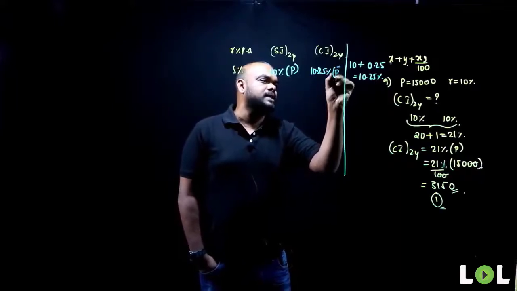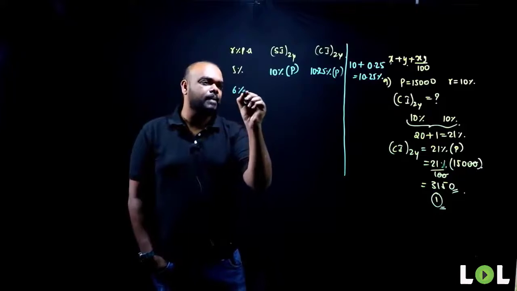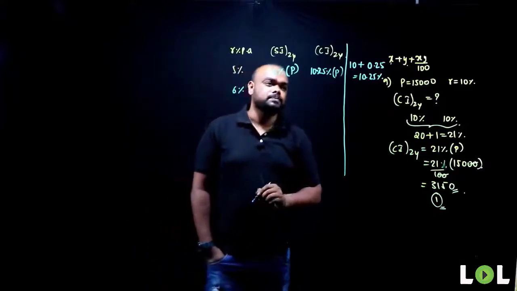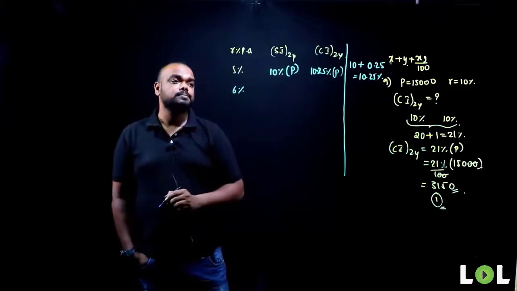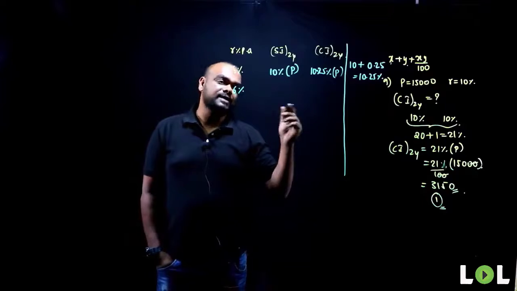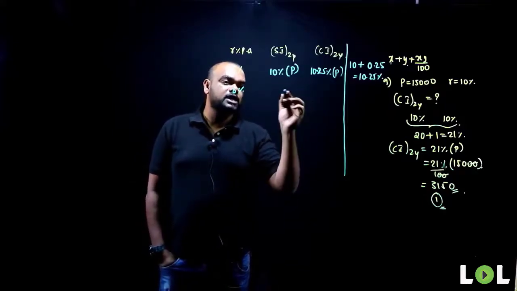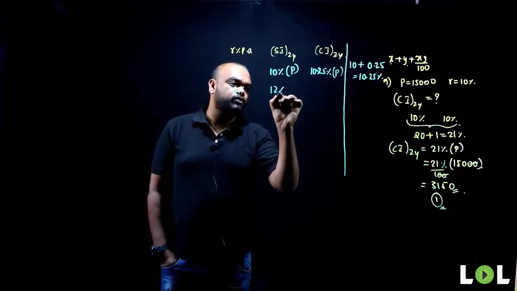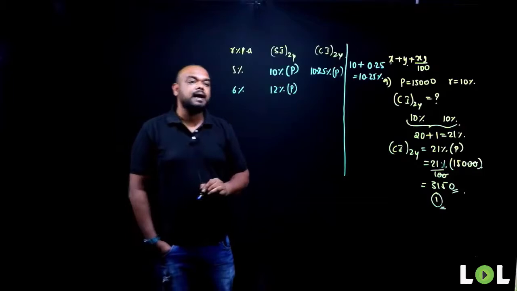Okay. Suppose if I take 6% per annum, tell me simple interest. Anyone? Gayatri, perfect buddy. Simple interest, Sri Lakshmi, excellent. 12% of what? 12% of principal. Can anybody tell me compound interest?